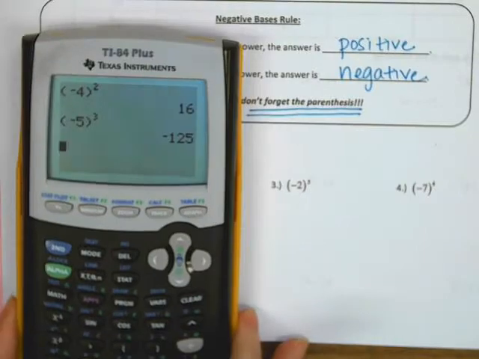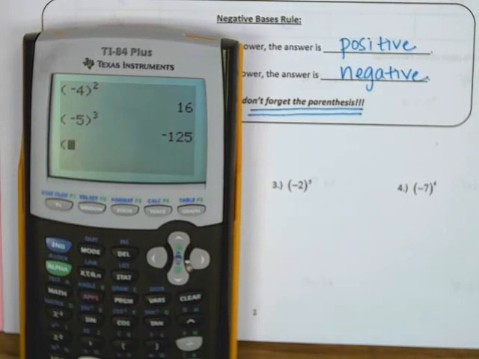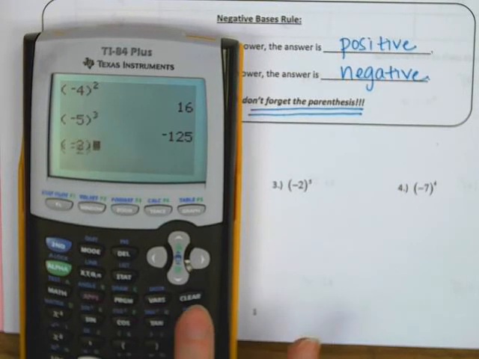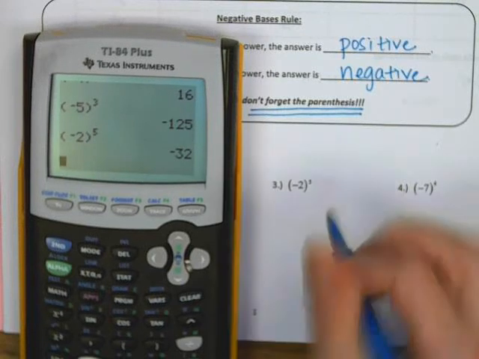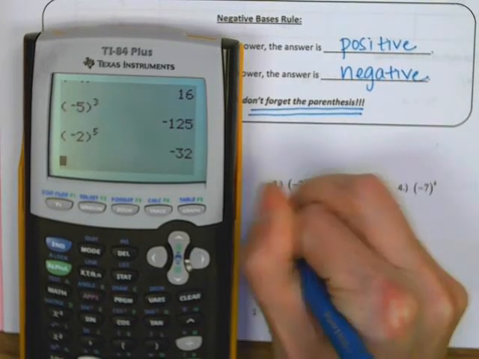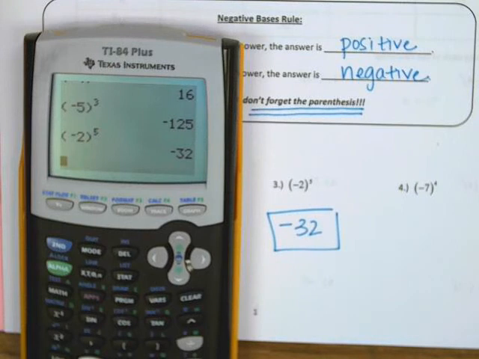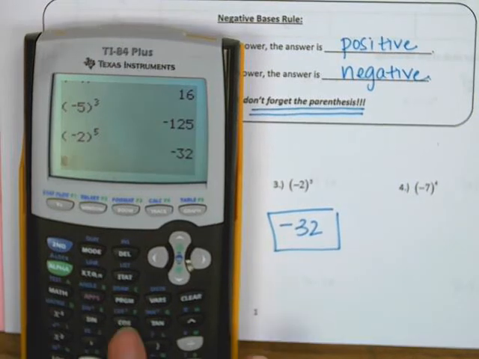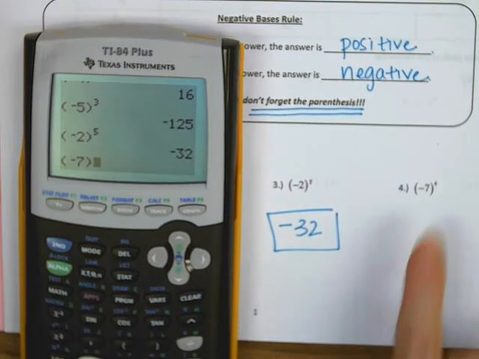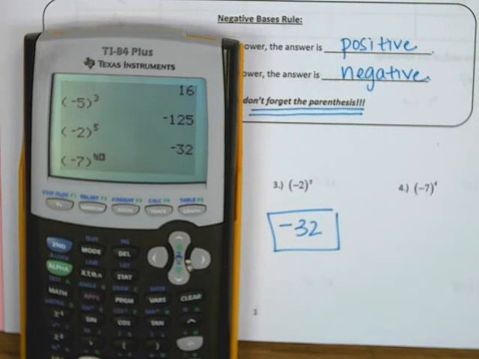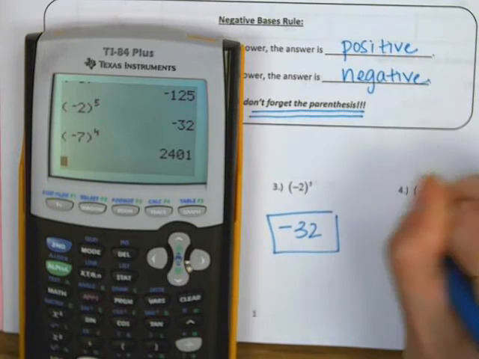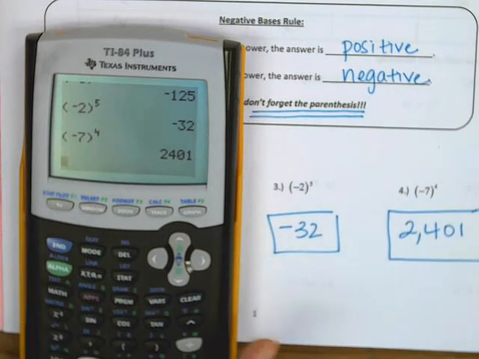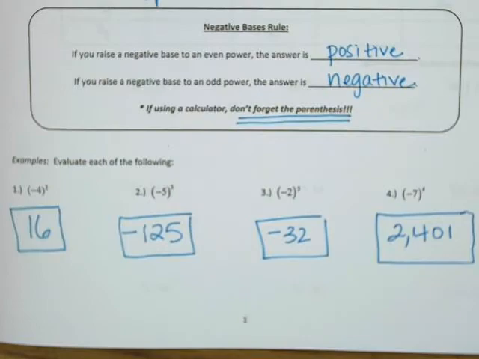All right, number 3, it's negative 2 raised to the fifth power. You should get negative 32. And then last one, negative 7 raised to the fourth power, you get positive 2,401.